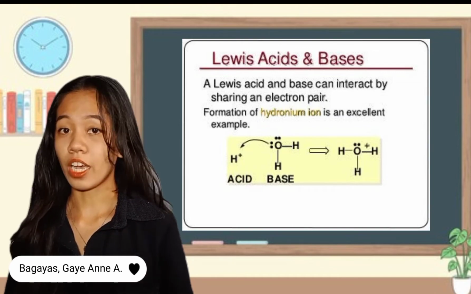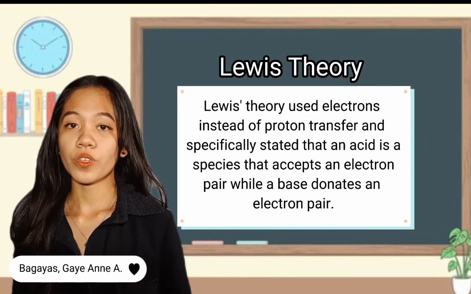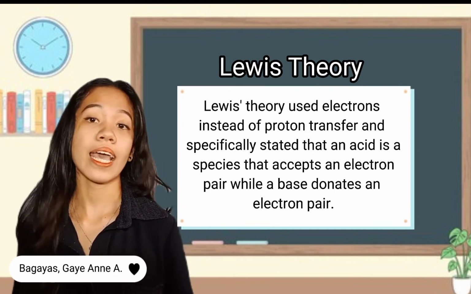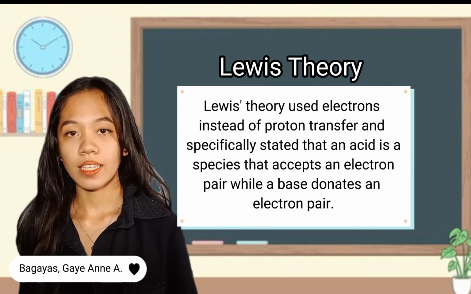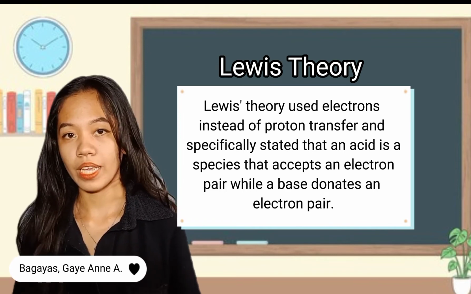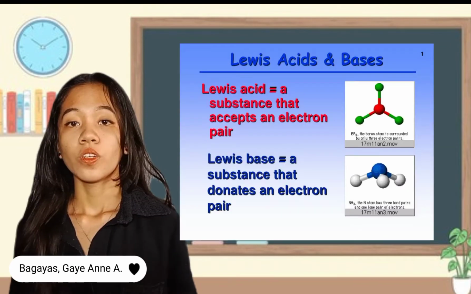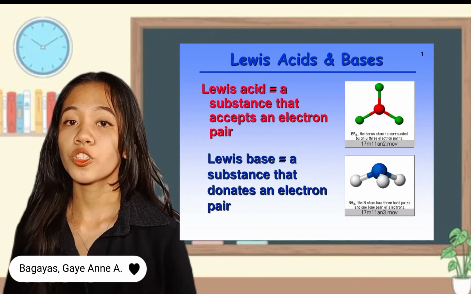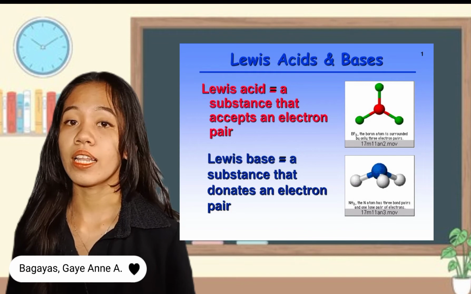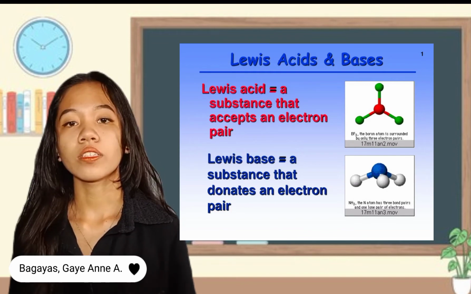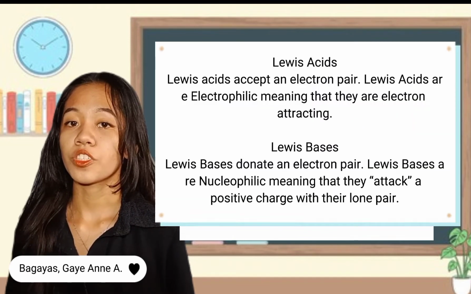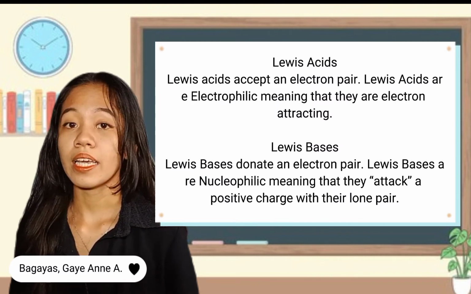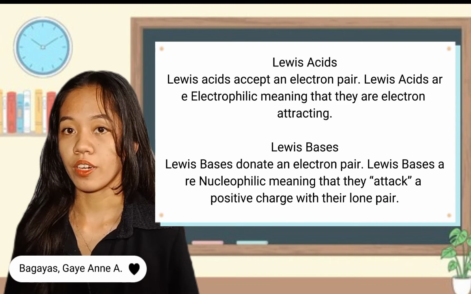of acid-base reactions. Lewis' theory used electrons instead of proton transfer and specifically stated that an acid is a species that accepts an electron pair, while a base donates an electron pair. Lewis acids accept an electron pair. Lewis acids are electrophilic, meaning that they are electron attracting, while the Lewis bases donate an electron pair. They are nucleophilic, meaning that they attack a positive charge with their lone pair.